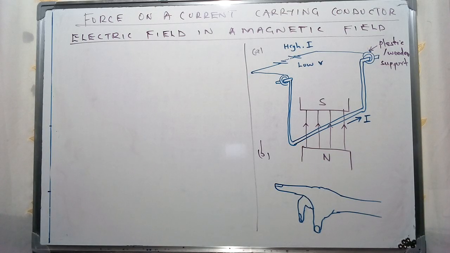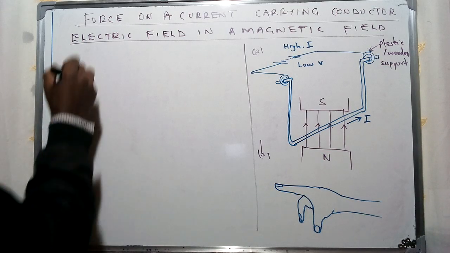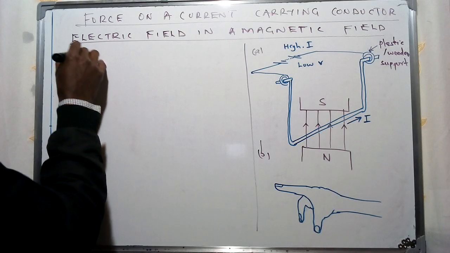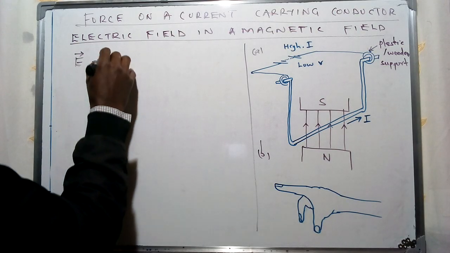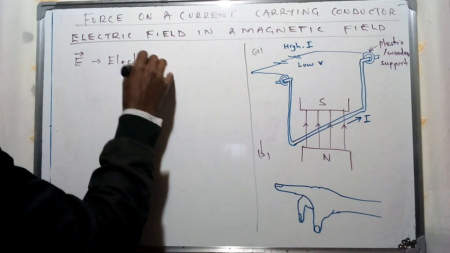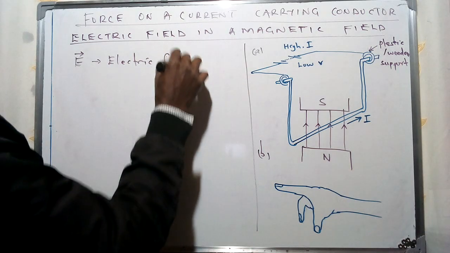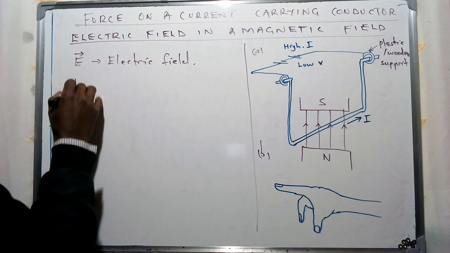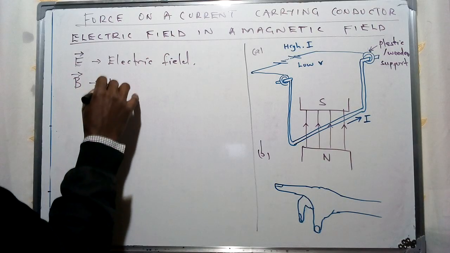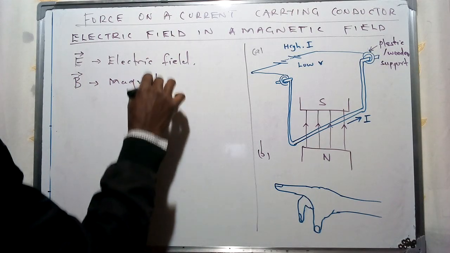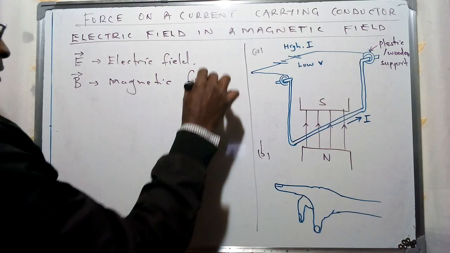Now, we're going to consider this specific electric field which I've shown using this specific symbol. So this is going to be standing for electric field in this particular discussion, whereas we're going to use this one to imply the magnetic field in that specific order.